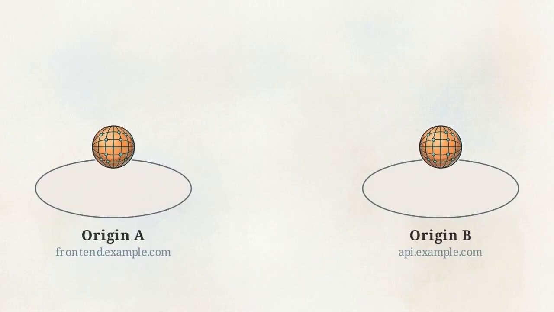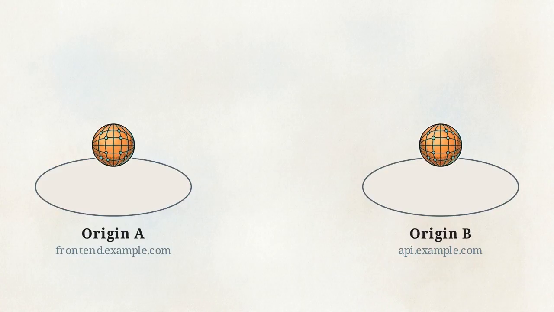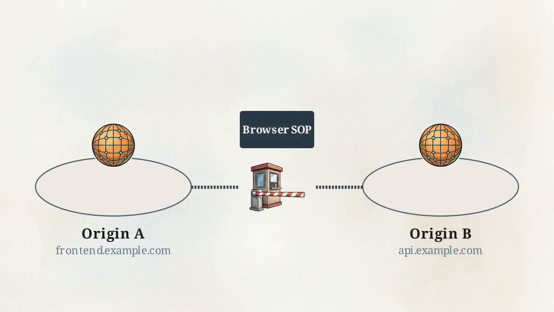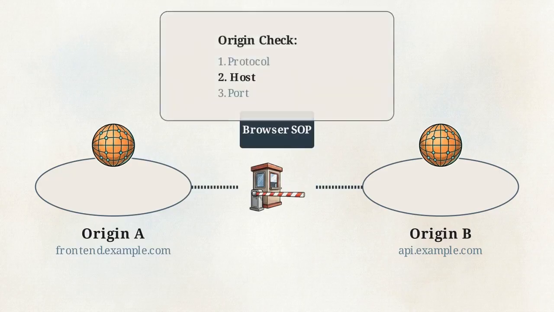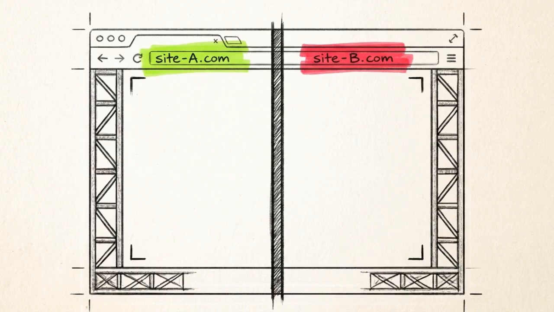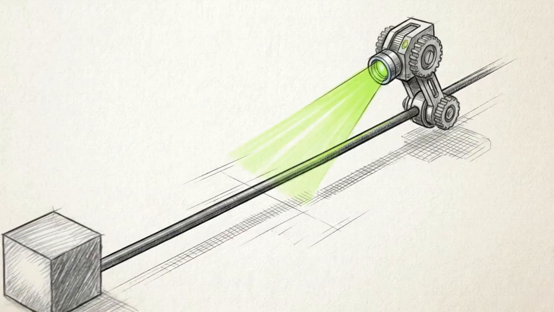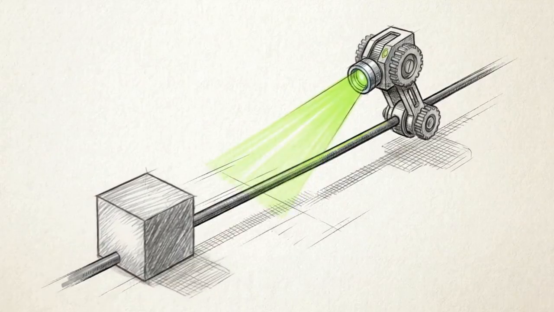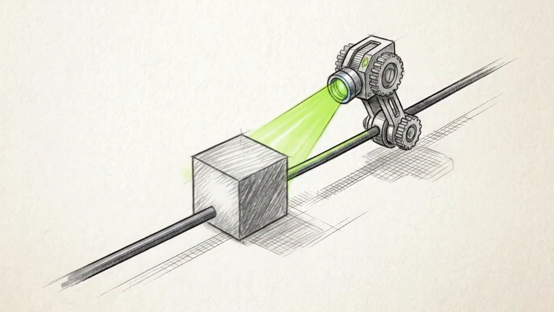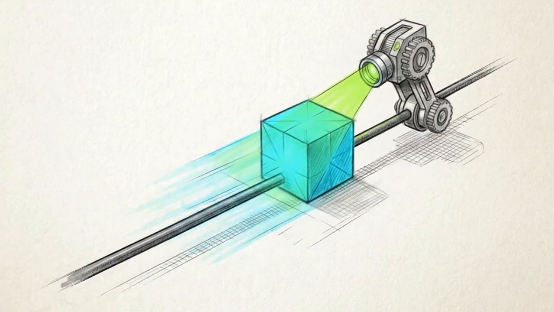Here we have two isolated server islands, a front-end domain and an API domain. They are separated by a chasm, and a tollbooth labeled Browser SOP completely blocks the bridge between them. The same origin policy dictates that a web browser permits scripts on a first page to access data on a second page only if both pages share the exact same protocol, host, and port. Cross-origin resource sharing, or CORS, is the specific visa process used to safely bypass the SOP tollbooth.